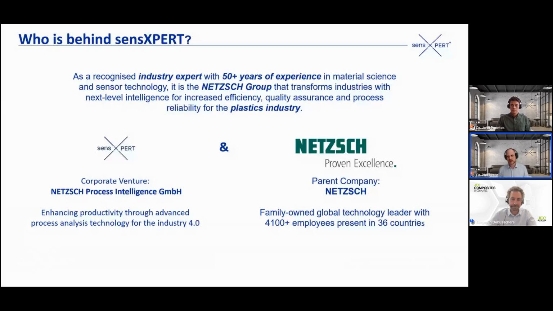Before, we always had material before the production or after parts were manufactured. We had some samples, we tested them, and we had some more insights. The idea was that we would like to have some way to incorporate our knowledge and our measurements inside the molds, so doing the process directly. And that's where sensXPERT was founded. So while we are still a young company, we come with a lot of knowledge and a lot of backup in this area.